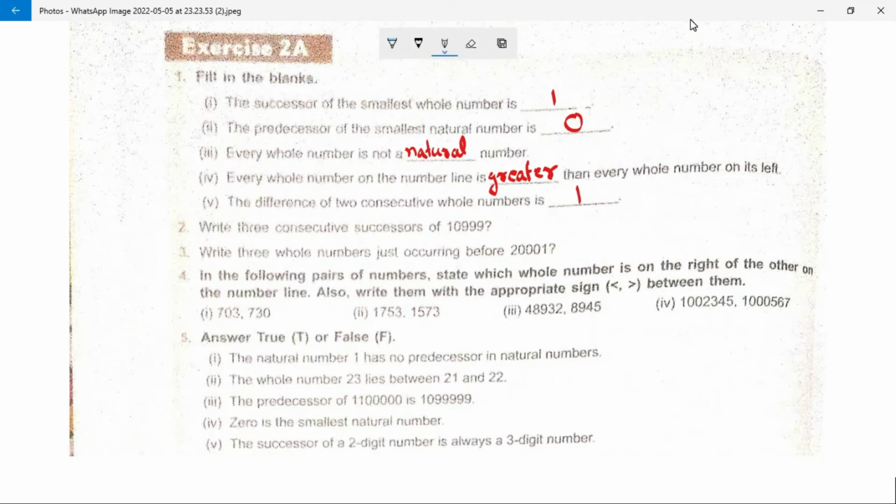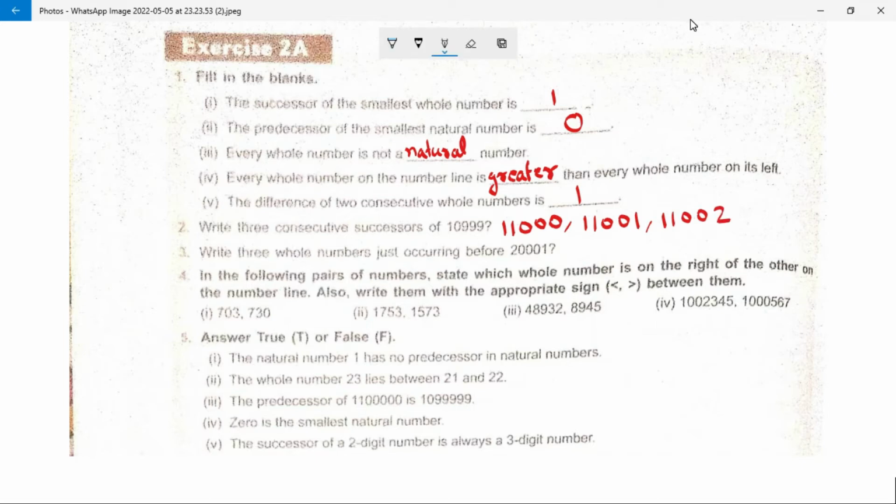Next, question number 2. Write 3 consecutive successors of 10999. So the next number will be 11000. After that, 11001 and 11002.